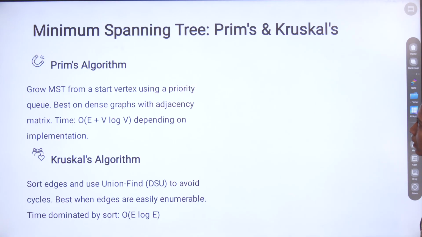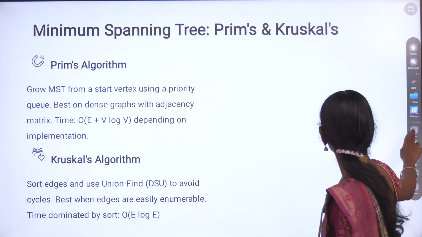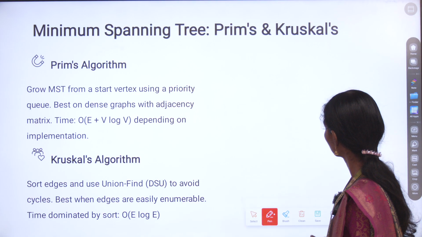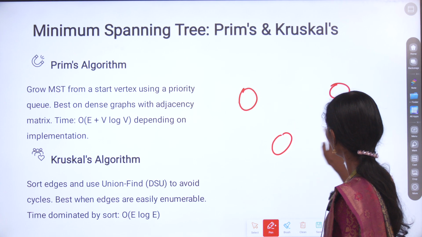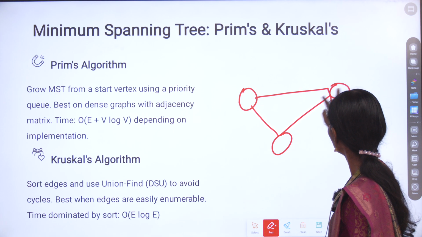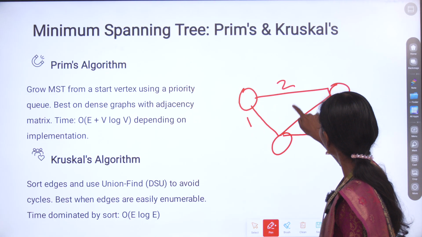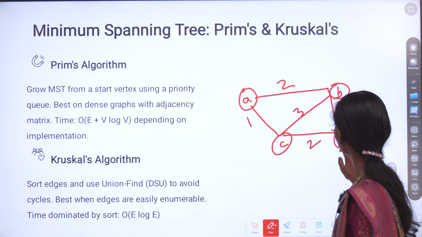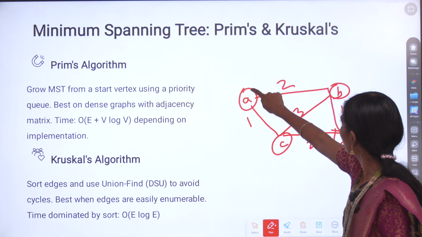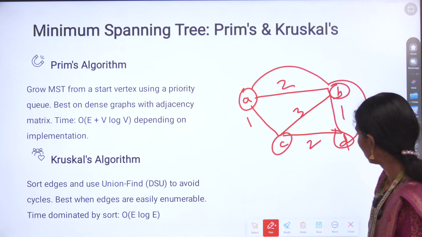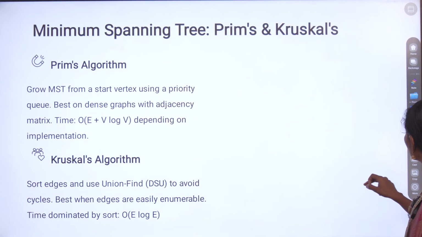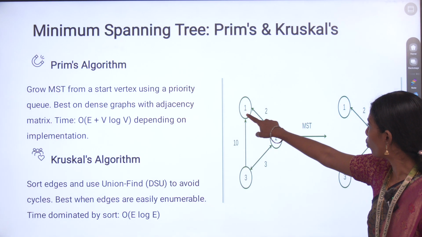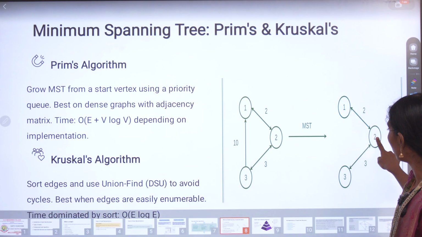And minimum spanning tree, which costs very little. Here the minimum cost is A to B and B to D. In this example, the minimum cost spanning tree has weights 1, 2, 3. We take 1, 2 and 3 alone.